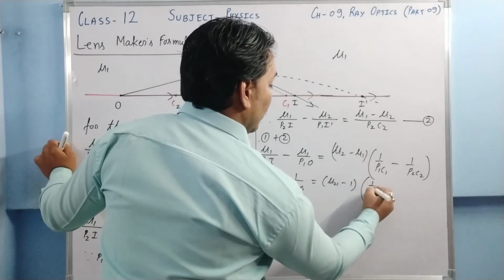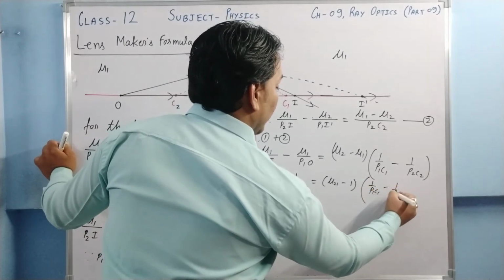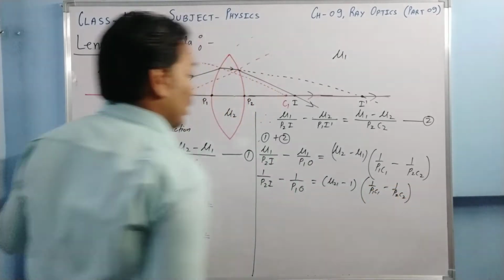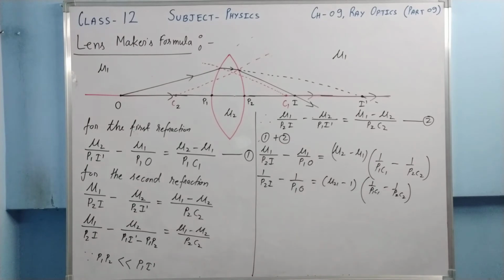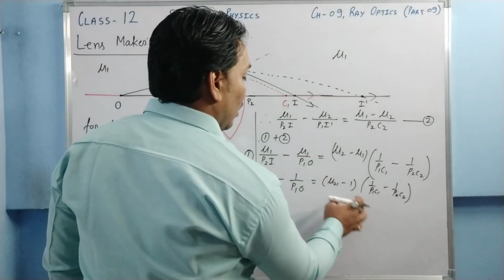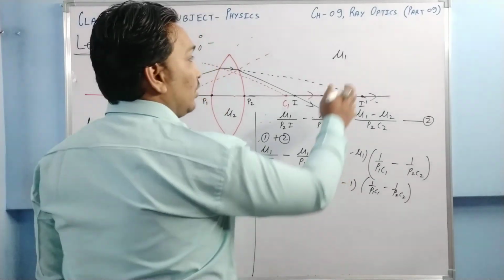1 upon P1C1 minus 1 upon P2C2. Okay, so this is the equation we are left with now. Now just see how this equation has come. Are you able to understand?